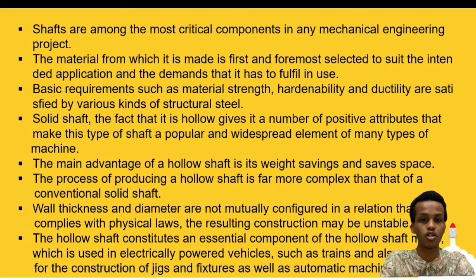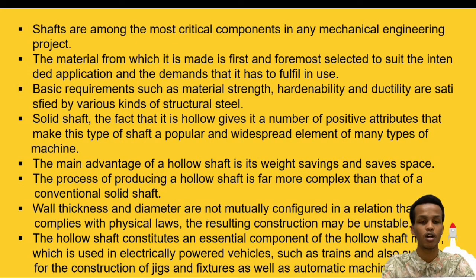Shafts are among the most critical components in any mechanical engineering project. The material from which it is made is first and foremost selected to suit the intended application and the demands that it has to fulfill in use. Basic requirements such as material strength, handleability, and ductility are satisfied by various kinds of structural steel. Compared to a solid shaft, the fact that it's hollow gives it a number of positive attributes that make this type of shaft a popular and widespread element of many types of machine.